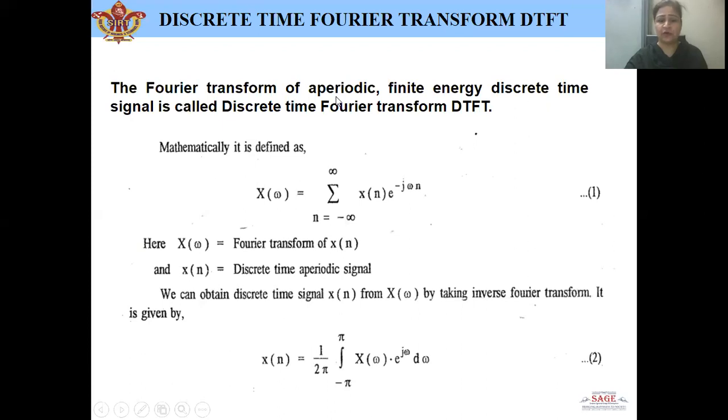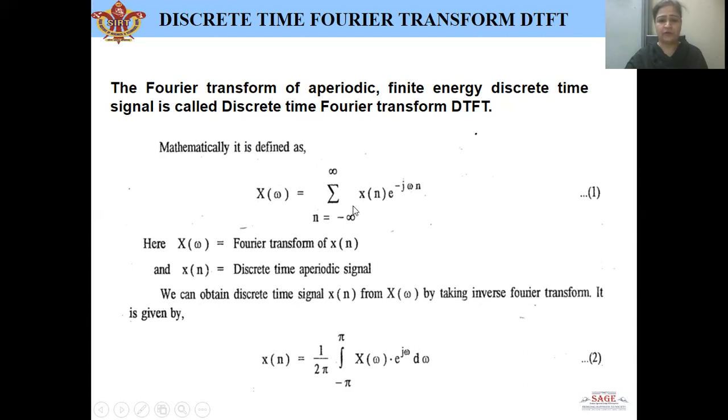So the Fourier transform of aperiodic finite energy discrete time signal is called discrete time Fourier transform DTFT. That means the signal which is being transformed into frequency domain is aperiodic and it is discrete in nature. Now mathematically DTFT is represented as X(omega), which is given by the formula summation n equals minus infinity to infinity x(n) e to the power minus j omega n, where x(n) is the time domain representation of signal and X(omega) is the Fourier transform.